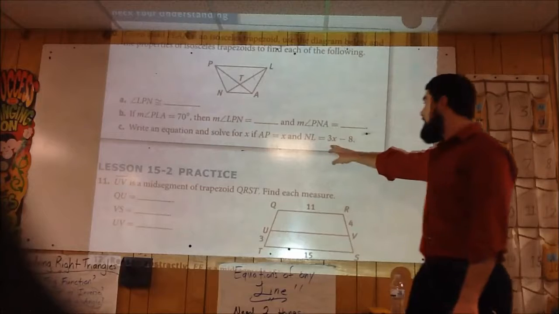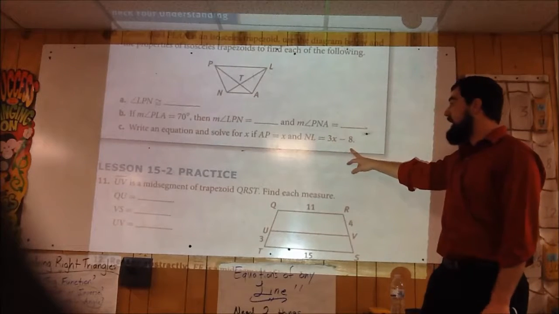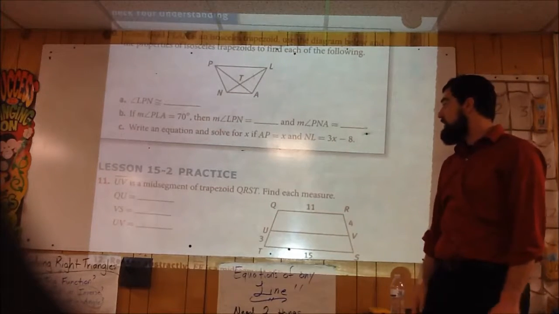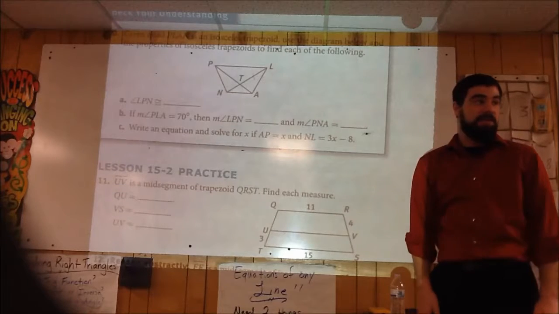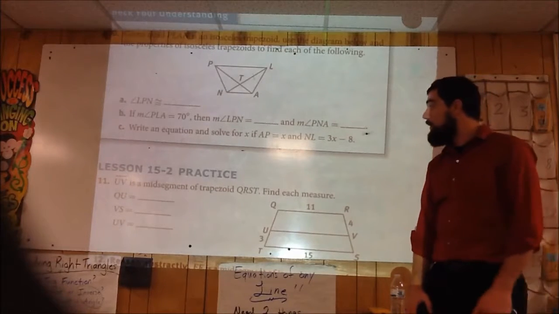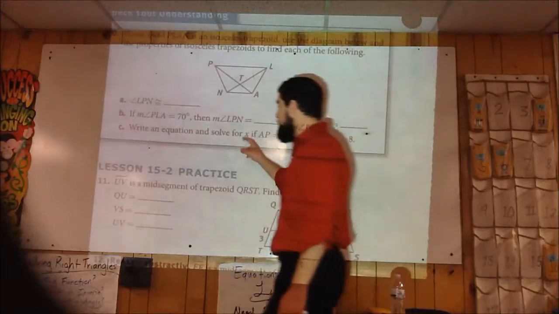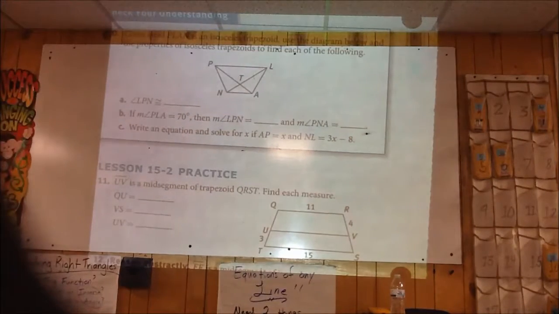So you're going to have x is equal to 3x minus 8, and you're going to get that 2x is equal to 8, so x is equal to 4. That's what it asks for, the value of x. X would be 4. You know that those two segments are congruent. The diagonals of all isosceles trapezoids are congruent to the lengths of each.